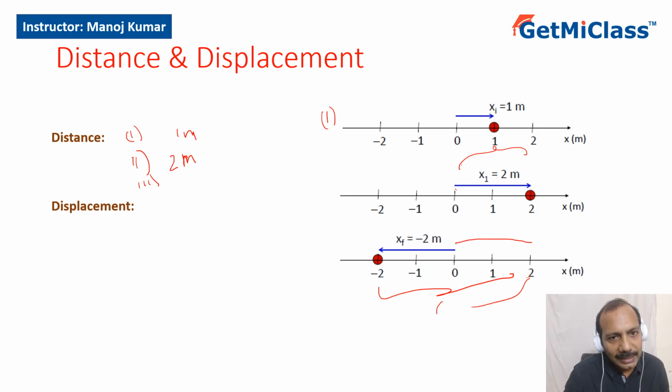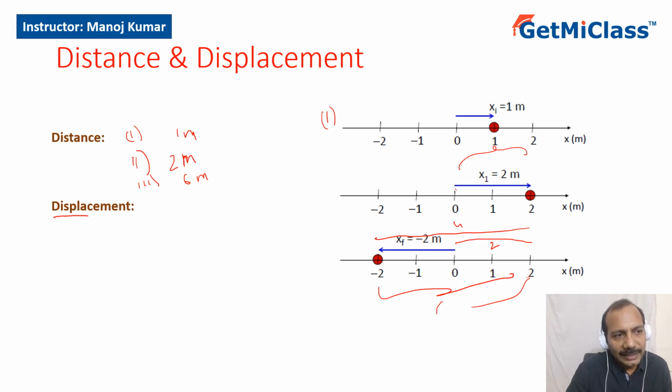By the time it reaches the third case, that is final one, it has traveled 2 meters forward and then it has come back to this point. So 2 meters forward and 4 meters backward. So the total distance is how much? 6 meters. I hope it makes sense to you. So first case distance is 1 meter, second case distance is 2 meters, and third case distance is 6 meters.